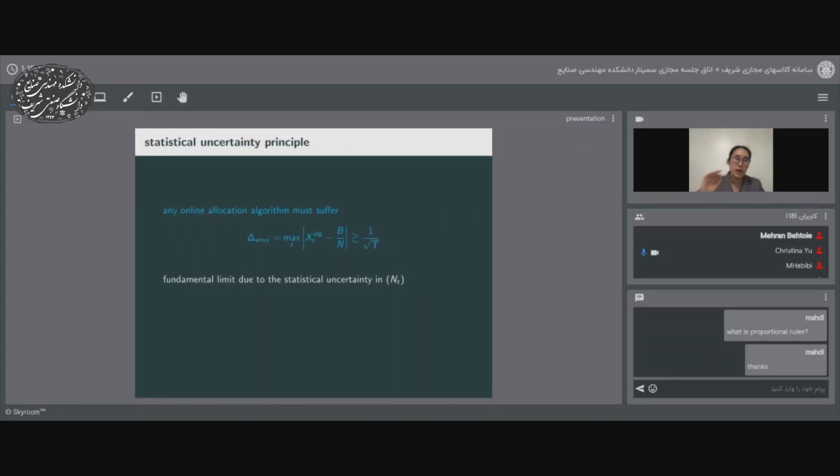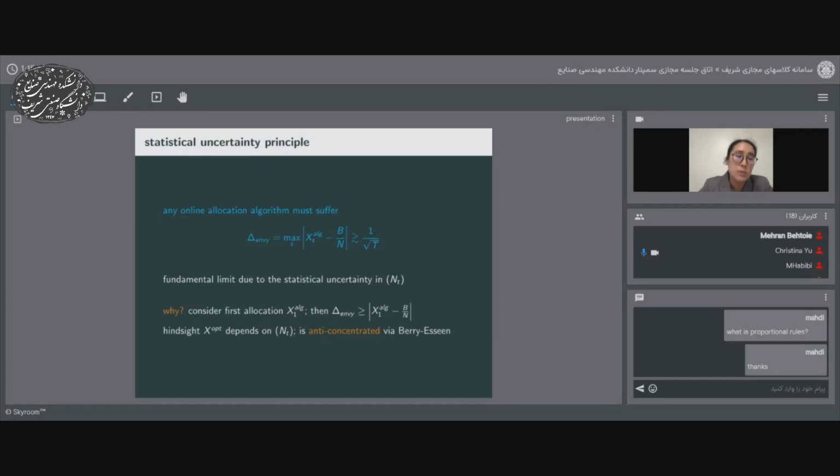So let's first take a look at how you prove the statistical uncertainty principle. How do you prove that any online allocation has to suffer at least 1 over root t delta NV? This has to do with just the statistical uncertainty in the demand. In particular, you think about the very first allocation. This is the very first round. You need to decide and commit to some allocation to individuals in round 1. And whatever you choose for round 1, your delta NV is going to be at least the distance between what you allocated in round 1 and this optimal allocation B over N.